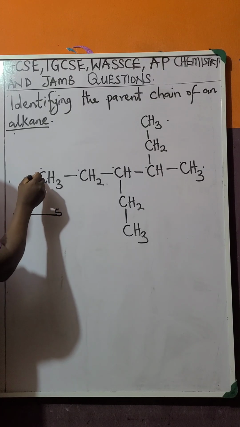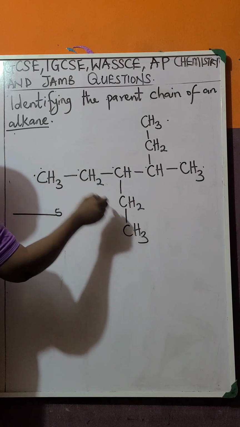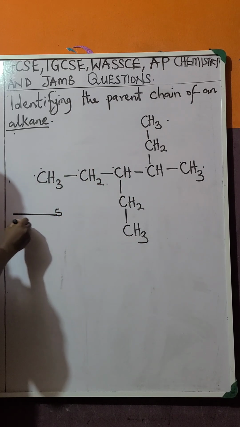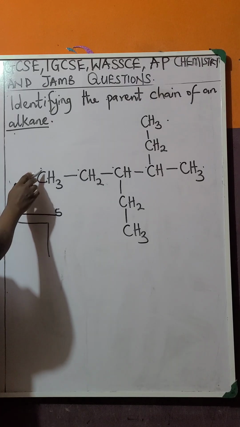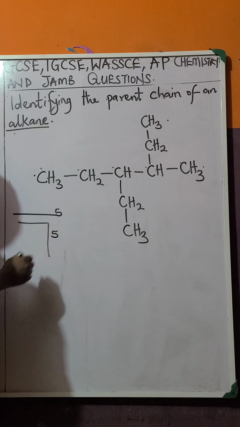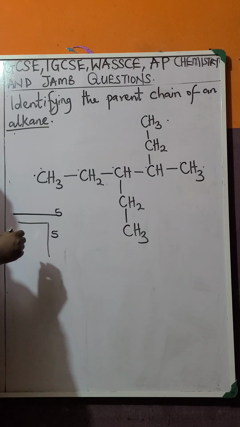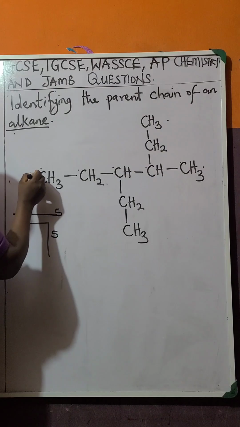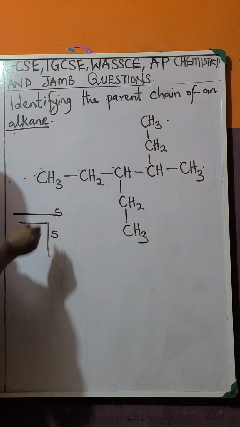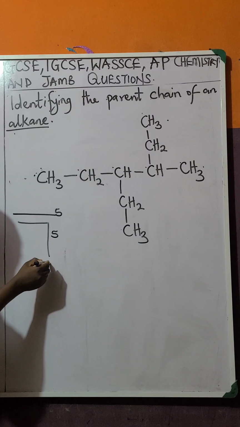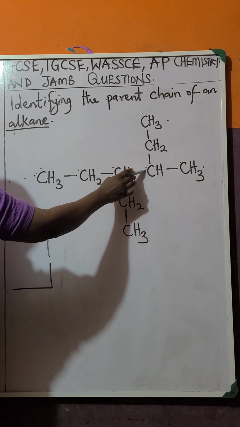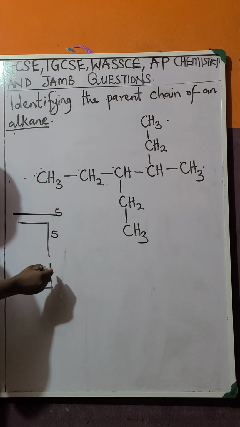Then I have this line from here to here. Let me draw the shape. How many carbons? 1, 2, 3, 4, 5. This is 5 as well. What other one can I see? I can see this one from here to this point here. That's like this, so let me take that shape. How many carbons are there? 1, 2, 3, 4, 5, 6.